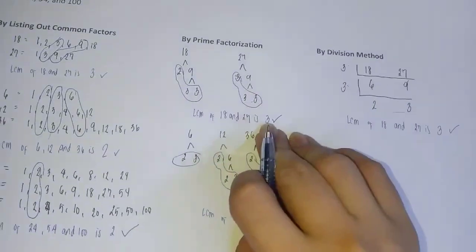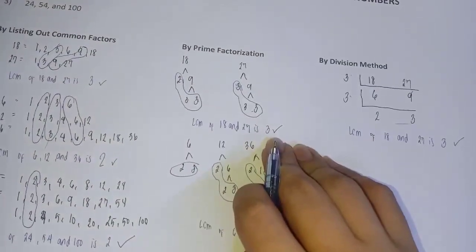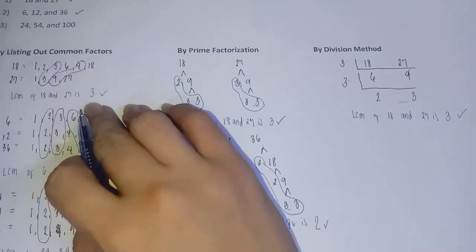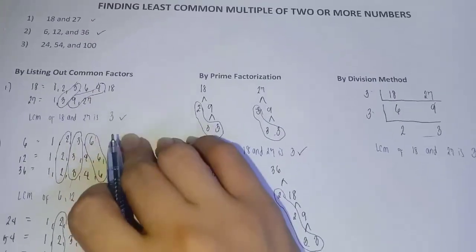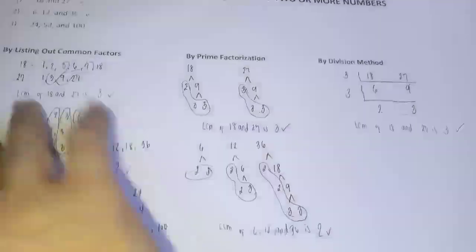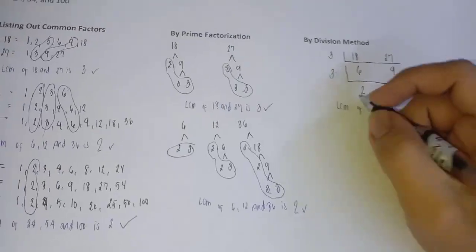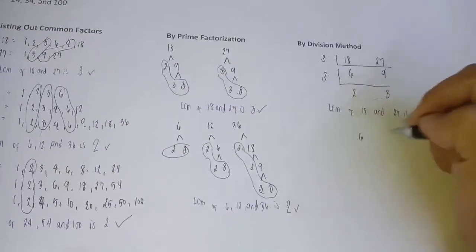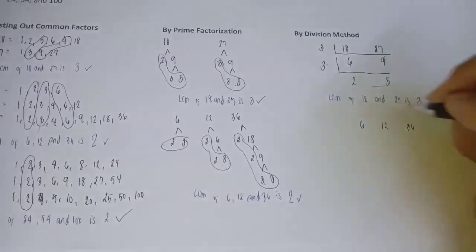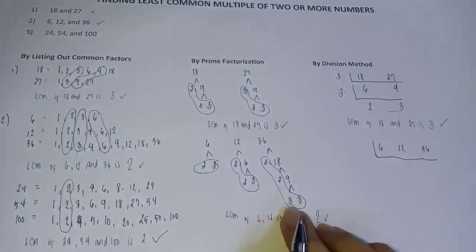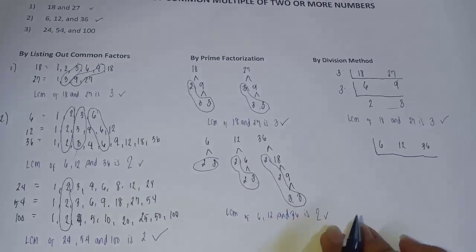Which yields the same answer if we use the prime factorization, and also yields the same answer if we use the listing out of common factors. Okay? So, pareho lang sila, but different ways. In case of number 2, we have 6, 12, and 36. Gamit kanina ng listing out common factors, the LCM is 2. Gamit yung prime factorization, the LCM is also 2.